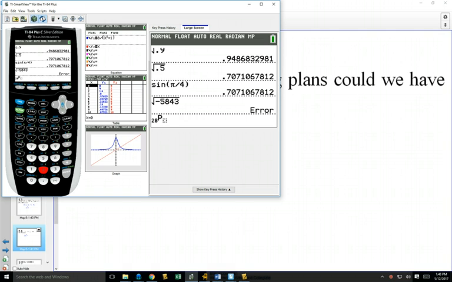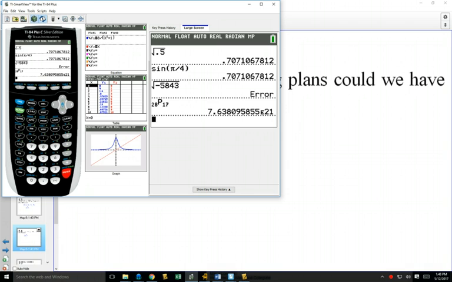Maybe you have a new version where it comes up and puts that 28 small. If you have an older version, you do 28, then nPr shows up, and then you would write 17 after. What are your chances of guessing this right? 7.63 times 10 to the 21.